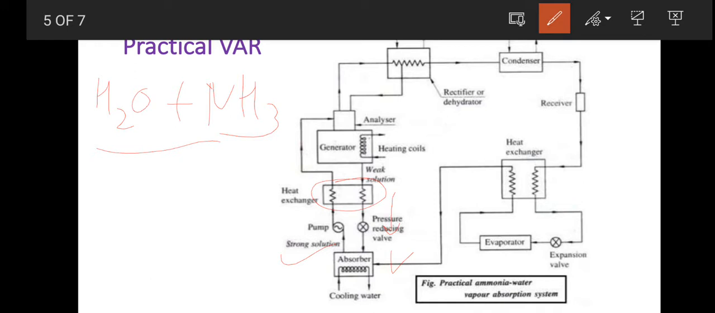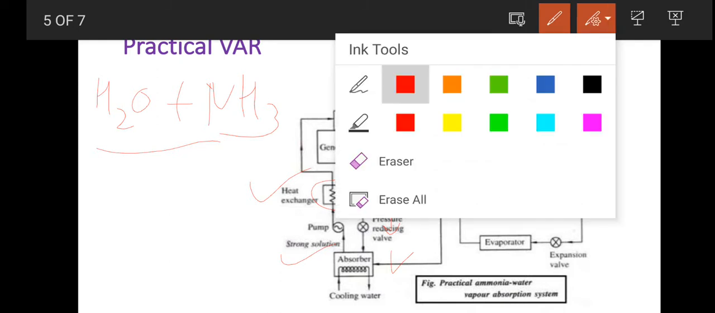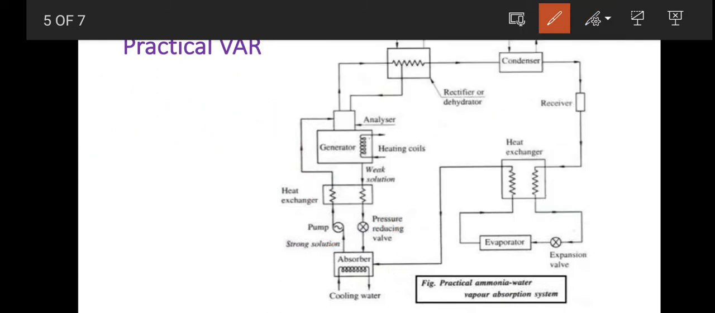Because in the absorber, obviously we use cooling water to remove the heat. So to avoid this, and for better efficiency, we use the heat exchanger between the absorber and the generator. The function of this heat exchanger is to exchange heat from the weak solution to the strong solution supplied to the generator. In the generator, the strong solution is supplied from the top of the generator. Here we have used the analyzer.